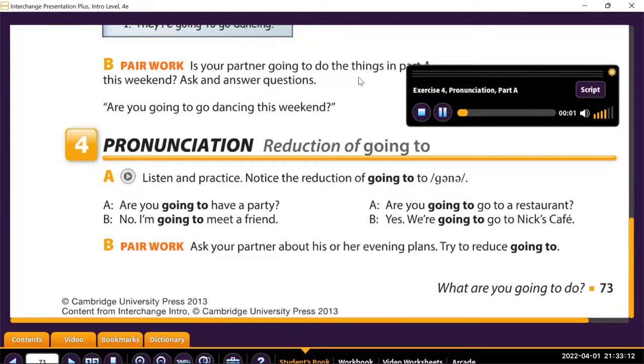Page 73, Exercise 4, Pronunciation. Reduction of going to. Part A. Listen and practice. Notice the reduction of going to gonna. Are you gonna have a party? No, I'm gonna meet a friend. Are you gonna go to a restaurant? Yes. We're going to go to Nick's Cafe.